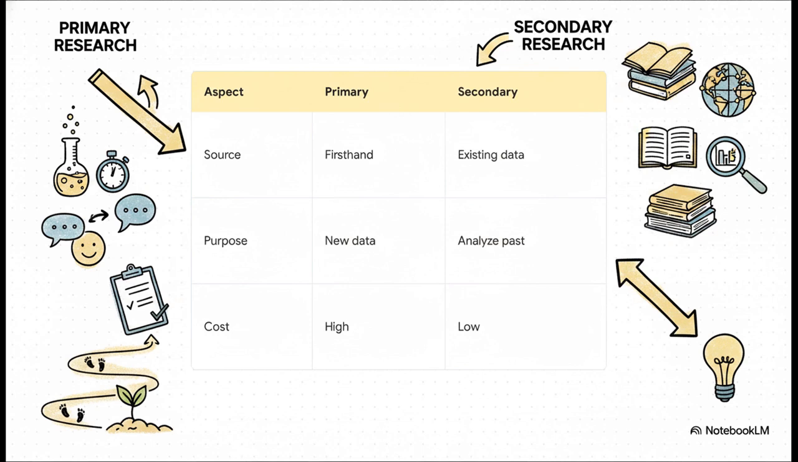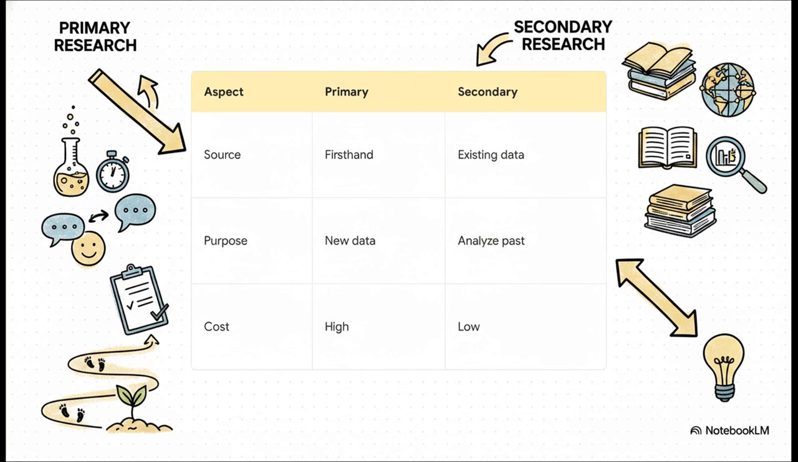How do you do it? Well, you use methods like experiments, surveys, and clinical trials. Now, because you're literally starting from scratch, it's super time-consuming and costs a lot of money. Think about a researcher running a brand new clinical trial to test a drug or interviewing patients directly about their experiences. That's primary.